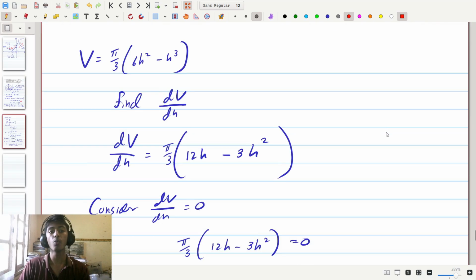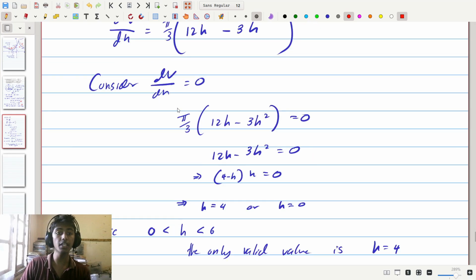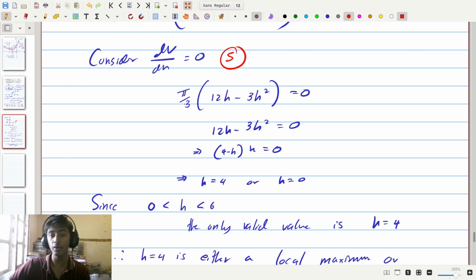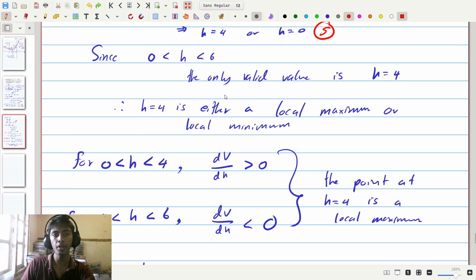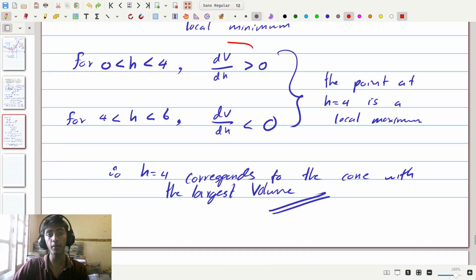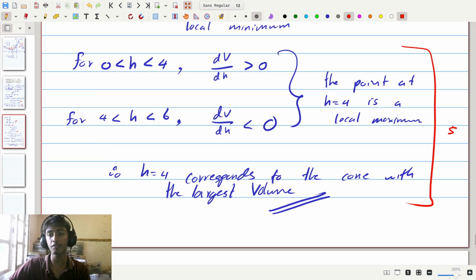On the next page, when you then do the derivative thing and find the derivative, for finding the derivative at the start here, you get 5 marks. And then, when you consider dv by dh equals 0 and simplify down like this, you get 5 marks for considering dv by dh equals 0 and 5 marks for finding the values of h corresponding to dv by dh equals 0. When you then go down and consider the valid value and identify that the only valid value here is h equals 4, and then when you simplify down and you realize that you need to prove whether this is a local minimum or local maximum, and then you do that and write down finally that h equals 4 corresponds to the cone with the largest volume, you get another 5 marks for that.